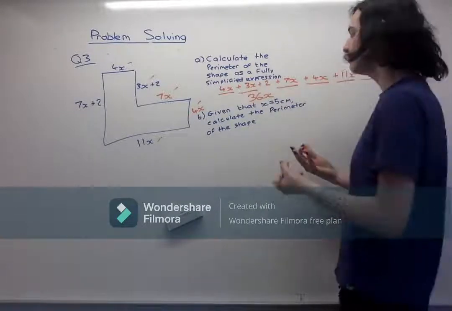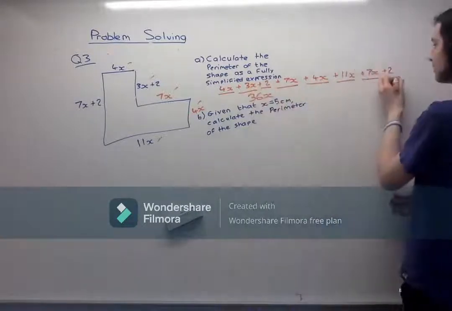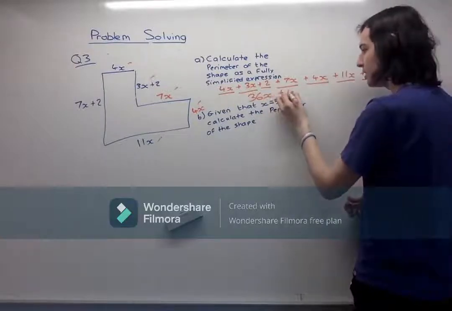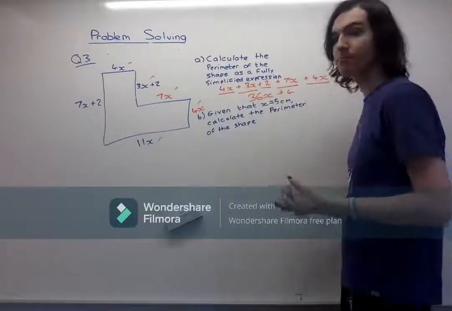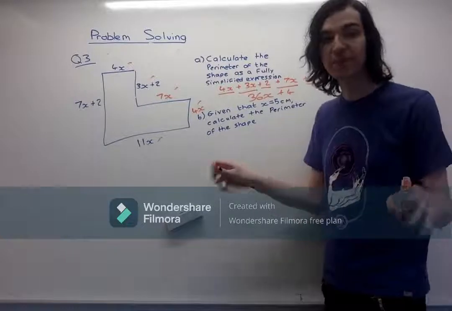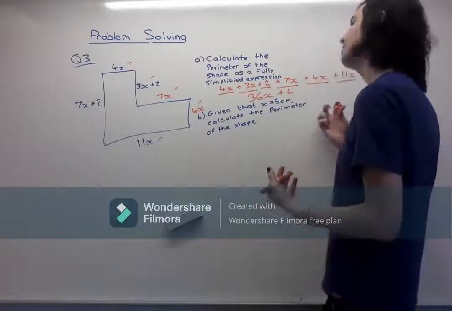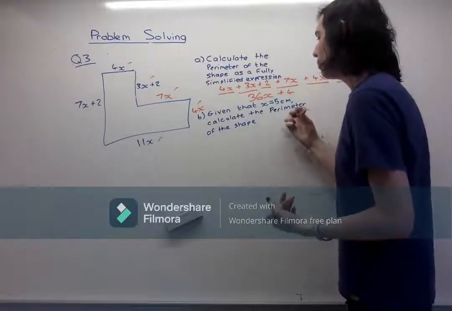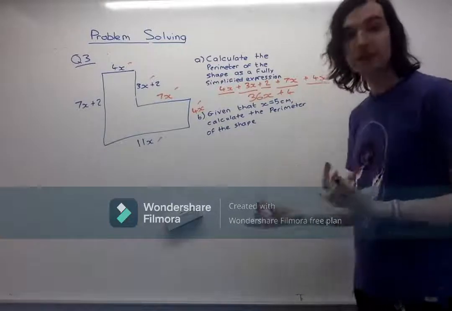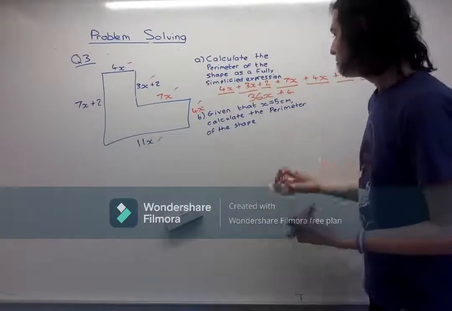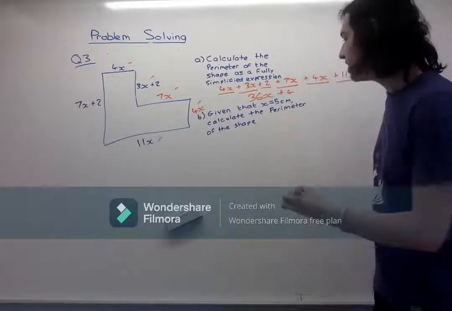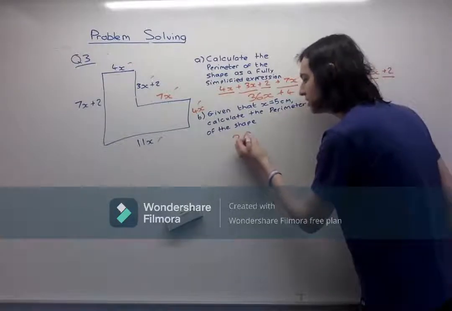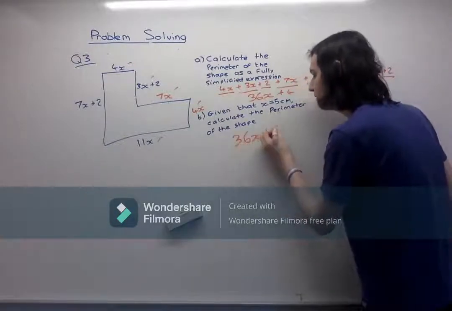Now let's deal with the normal numbers. Plus 2 plus 4. So you've got 36x plus 4. Done. So now we've got a perimeter expression. We're now being told that given that x equals 5 centimetres, let's try and work out the actual perimeter of the shape. So we're going to use our 36x plus 4.